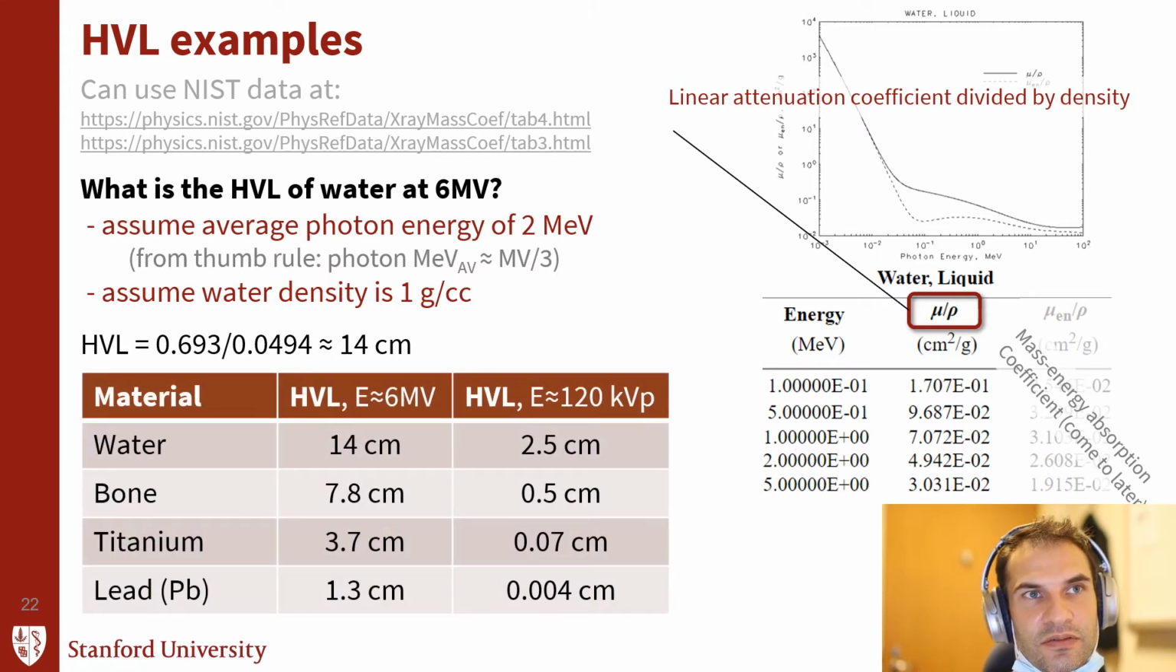This just gives you a rough idea of the length scales we're dealing with. Water is 14, bone about half that, titanium about half that again, and lead quite a lot lower.